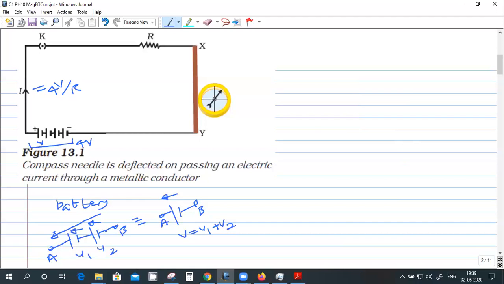Right? So to drive more current, I need more voltage. To generate more voltage, I have to connect more cells in series. Right? That's why we use batteries.